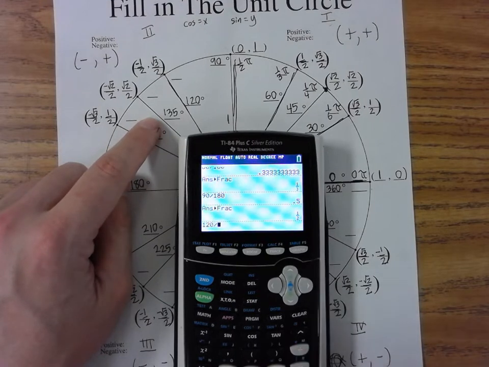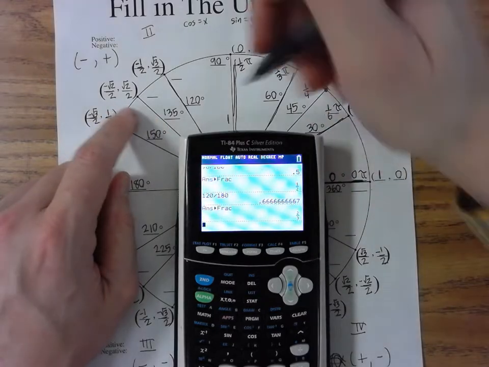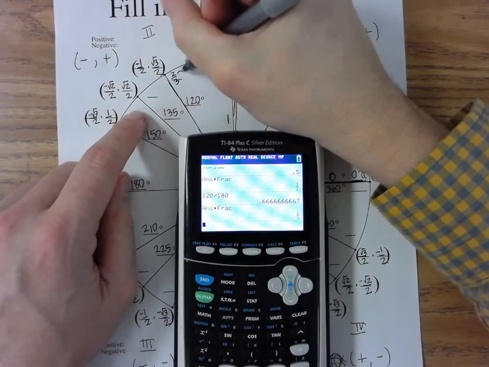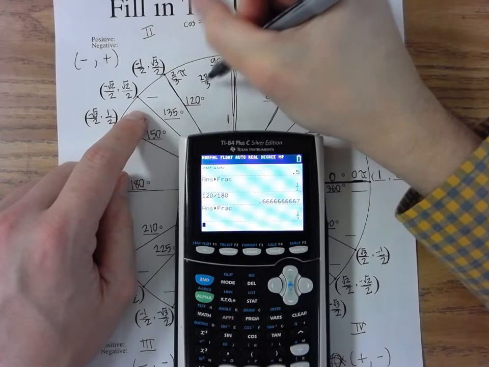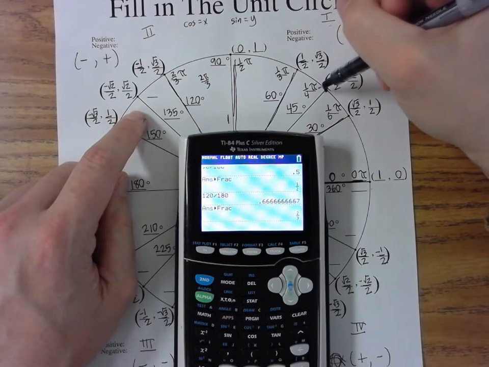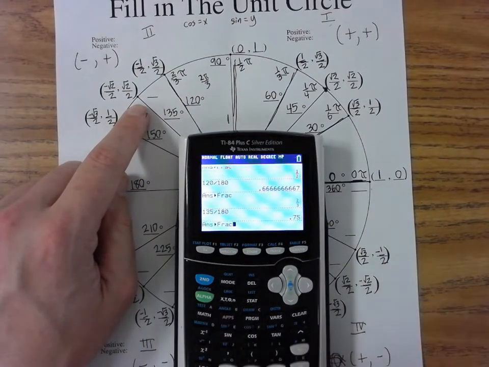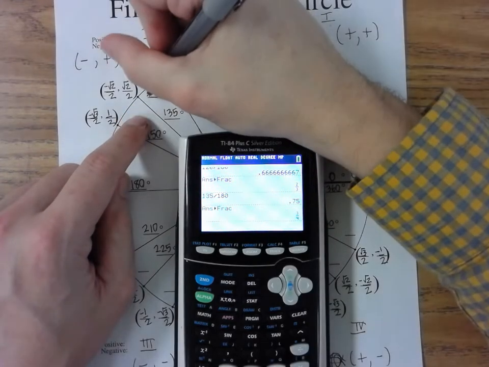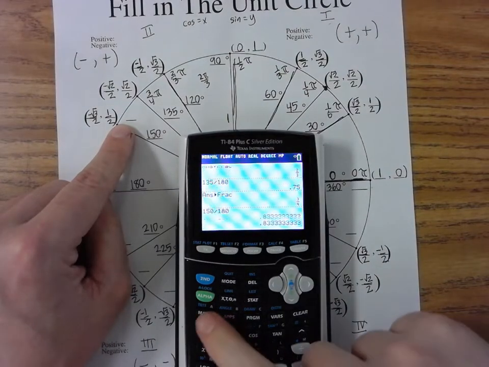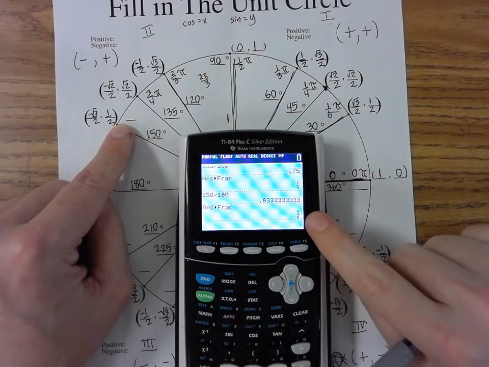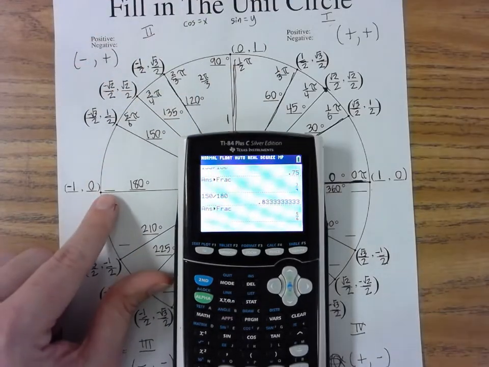120 divided by 180 is 2/3 pi. Also, we can write it as 2 pi over 3. That's another way to write it. In any of these, you can put the pi on top of it. 135. That's 0.75. That's 3/4 pi. 150. 5/6 pi. And finally, 180. 180 is half.